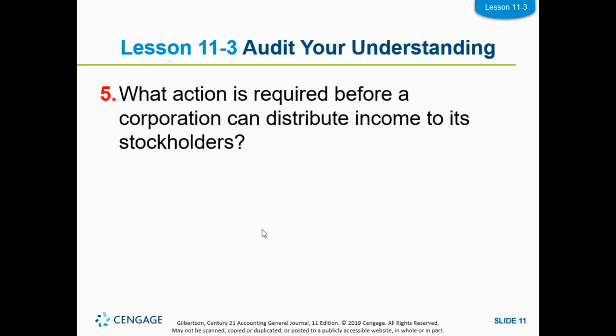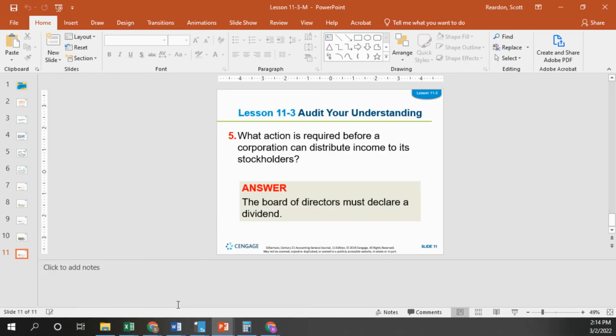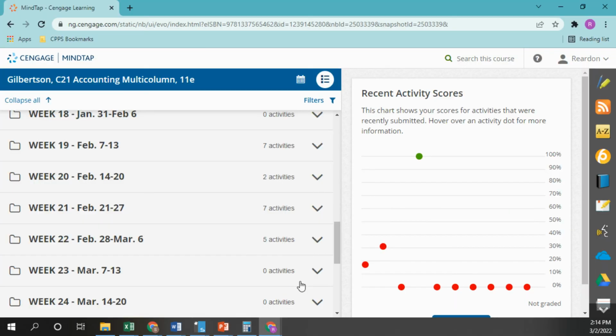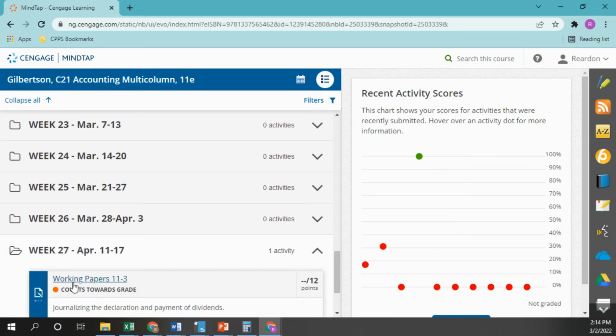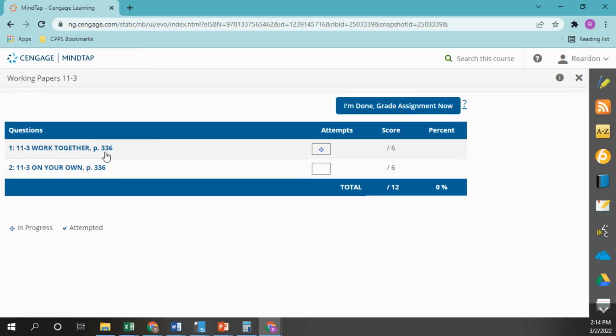What action is required before a corporation can distribute income to its stockholders? Well, I hope you understood that the board of directors must legally declare that a dividend is happening. Okay. All right. So that's a little background on dividends. Now let's move to MindTap 11.3. This is going to be pretty straightforward for you, I do believe.